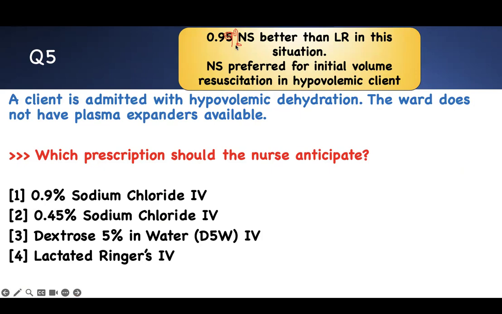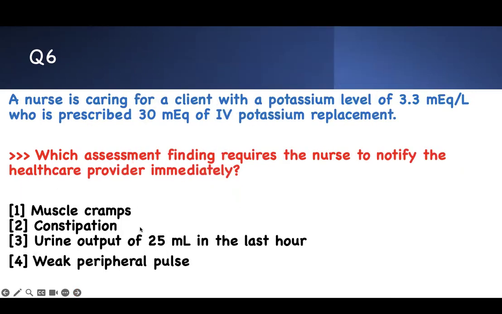So we prefer normal saline for initial volume resuscitation in the patient who has what? Hypovolemic dehydration. That's the medication we're going to use. So number 1 is your right answer.